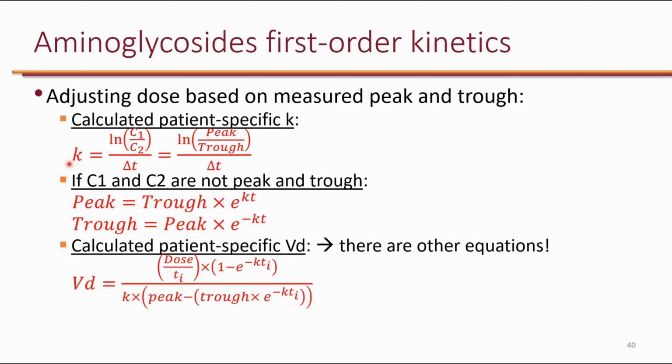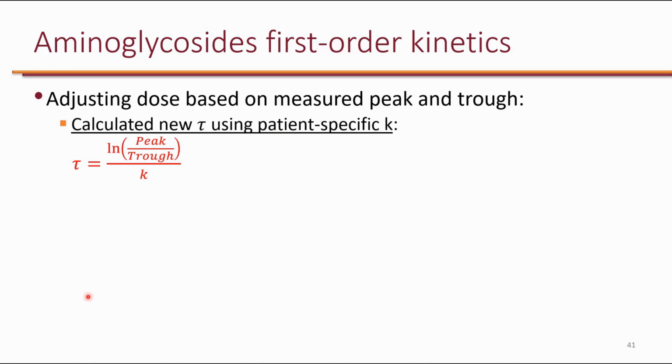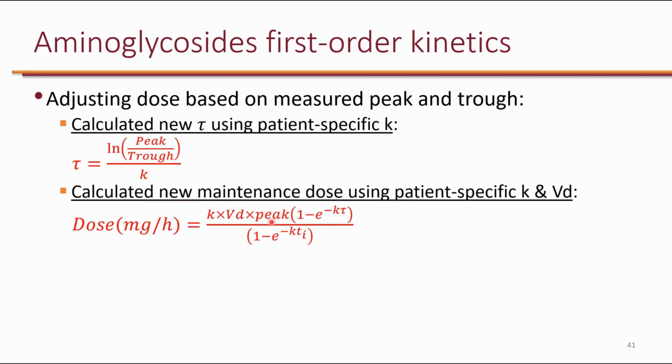And of course, what you do with the K is to get the individualized volume of distribution. So the volume of distribution that we calculated previously was an estimate. But this time, since we have a specific K from the patient, we can actually calculate the actual volume of distribution in the patient. And what we do next is to calculate tau again. So now instead of the estimated K, we use the actual K that we calculated in the patient. So we get the new tau. And then using the new tau and the individualized K and the individualized volume of distribution, now we come up with a dose that's very accurate in the patient.